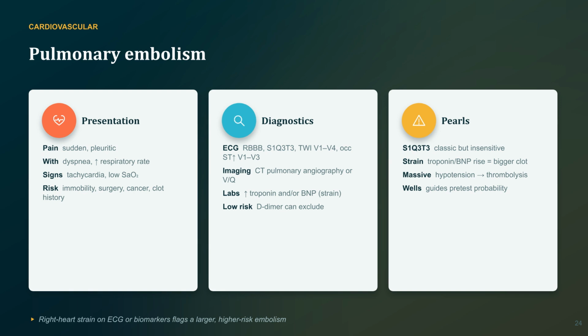Pulmonary embolism typically presents with sudden, pleuritic pain, dyspnea, and tachycardia. While the classic S1Q3T3 pattern on an ECG is famous, it is not highly sensitive. Biomarkers like troponin and BNP can indicate right heart strain, which signals a larger, higher-risk clot.